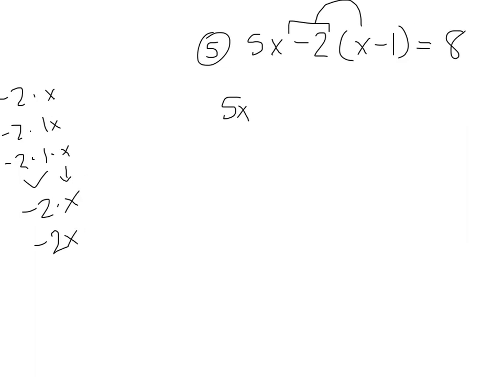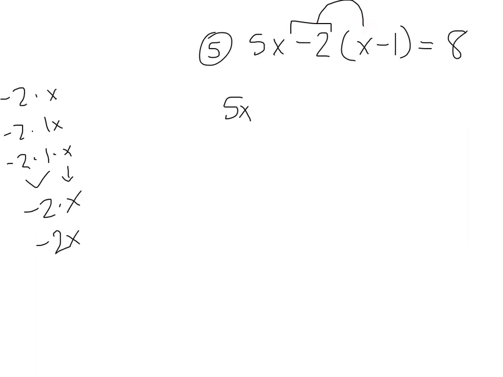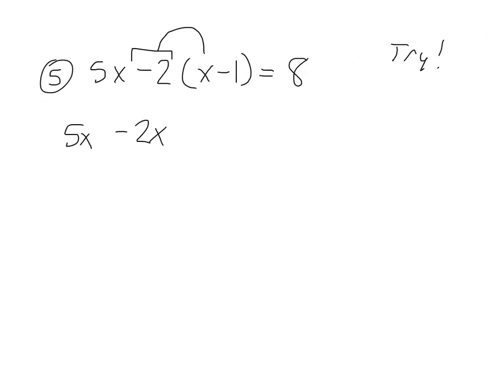So when you distribute the negative 2 to the x, you get negative 2x. All right, what's next? Well, got to distribute the negative 2 to the negative 1. Okay, and that means negative 2 times negative 1, which of course is positive 2. And that all equals 8. So now what do you have the opportunity to do?